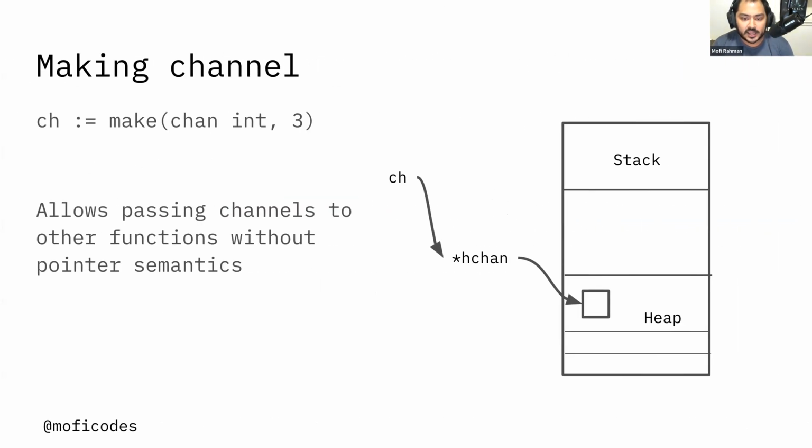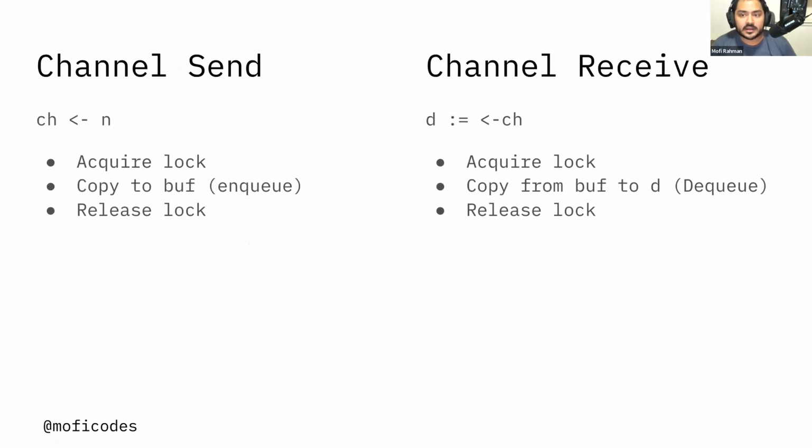So when you create a channel, this hchan is put on the heap. That's why it's a shared memory space for all my goroutines. That's why you can actually pass channels via functions, and we don't have to use the ampersand because it's already of type pointer. So if anyone wondered about this, like I did, now you know, you don't have to worry about it anymore. Next up, channel send and channel receive.